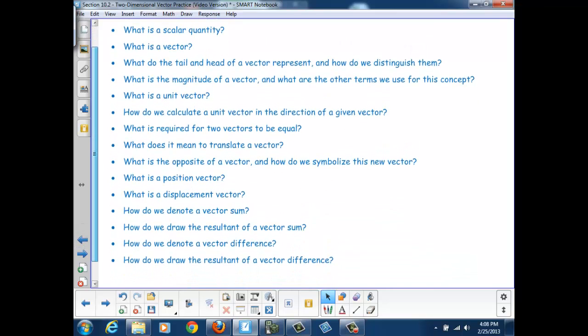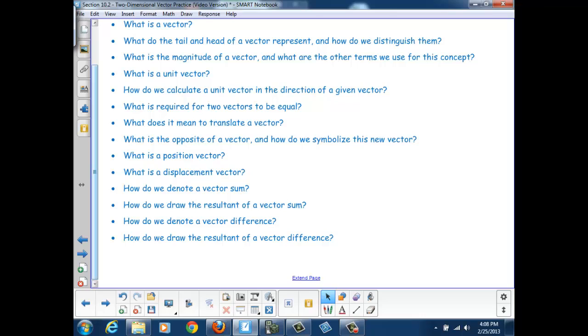How do we denote a vector sum? We show a vector sum by connecting two vectors head to tail. How do we draw the resultant? From the tail of the first vector to the head of the second vector.